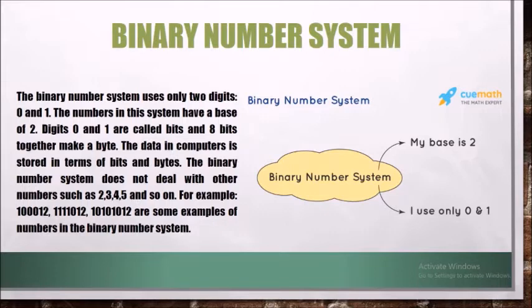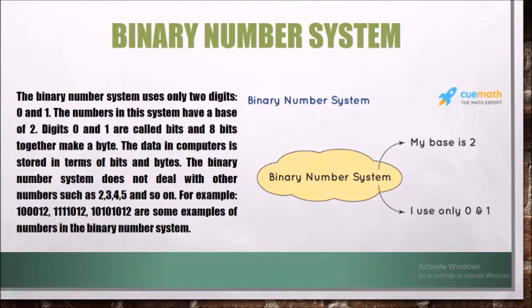Let's talk about binary. The binary number system uses only 2 digits. Again, 2 digits, from the word itself, bi. Bi means two. Like binomial, so binary uses 2 digits. And the digits are 0 and 1.